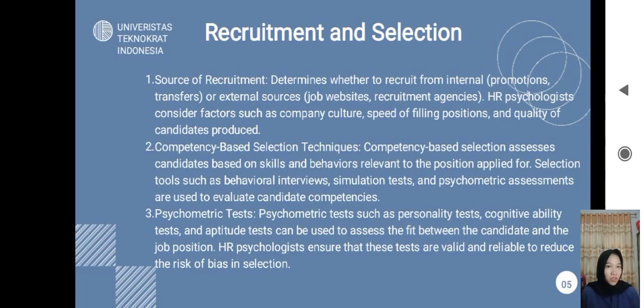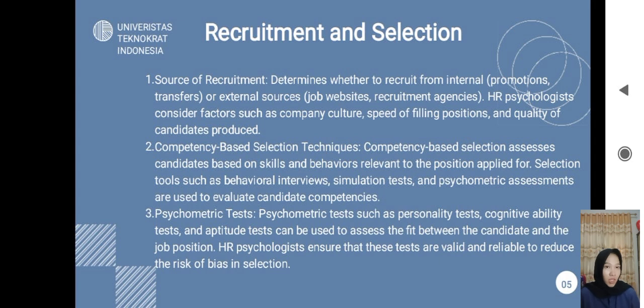The first is the search for recruitment. Determine whether to recruit from internal sources, through promotion or transfer, or external sources, such as job websites and recruitment agencies. HR psychologists consider factors such as company culture, speed of filling the position, and quality of candidates produced.